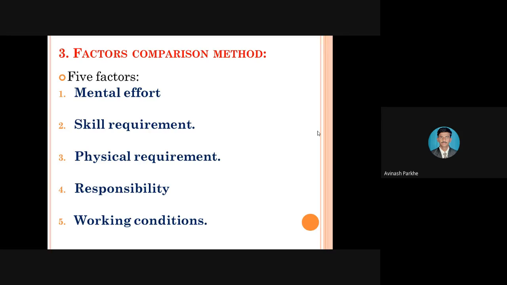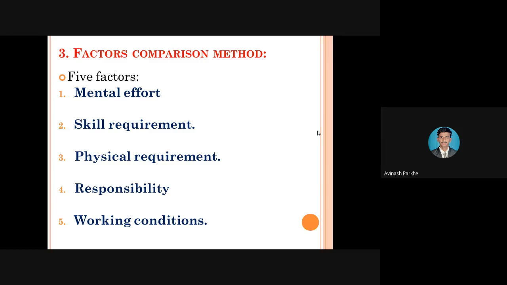Qualitative means that whatever output you get will be available in the form of quality. That means comparison will take place. So which factors are we considering? The first factor is mental effort. In order to convert raw material into finished goods, whatever mental effort is required will be considered during the job evaluation process. Then the second is skill requirement.